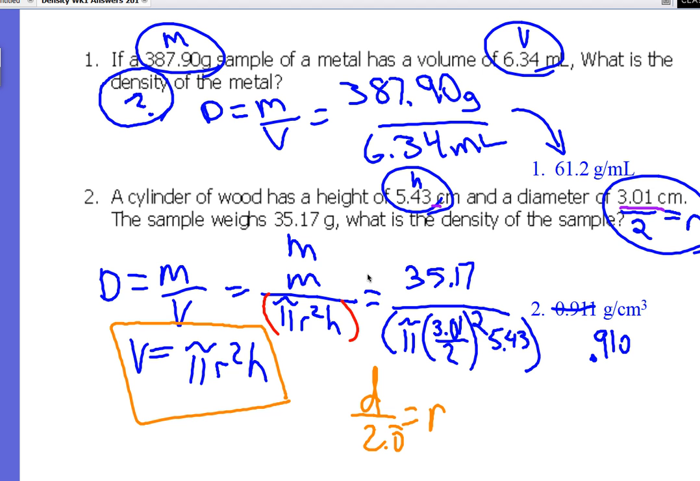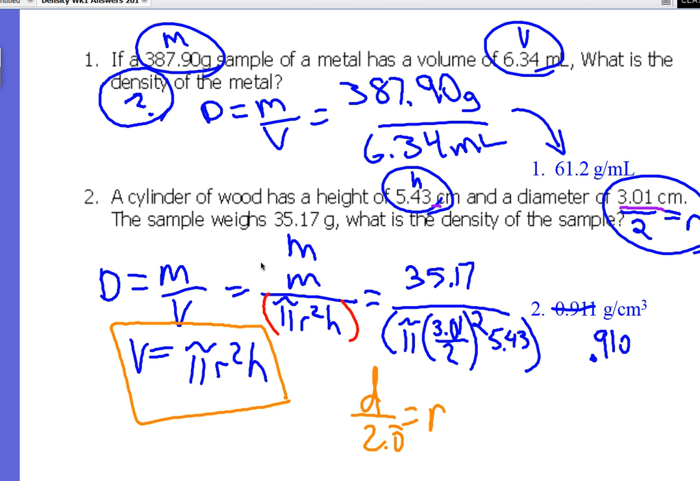So when you do this, plug it in your calculator carefully. The most common error occurs right here. See how I put these parentheses in red? Put them in red because that's the thing kids mess up on. You want the mass divided by everything that represents the volume. So mass divided by parentheses, the volume equation, close the parentheses, and then you can solve.